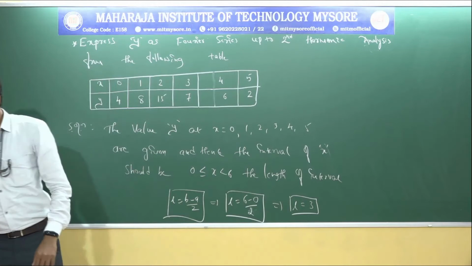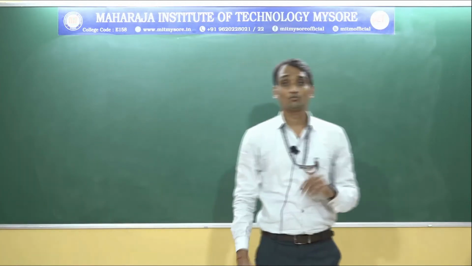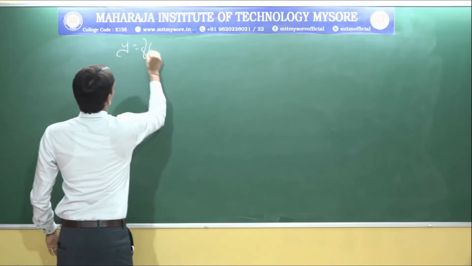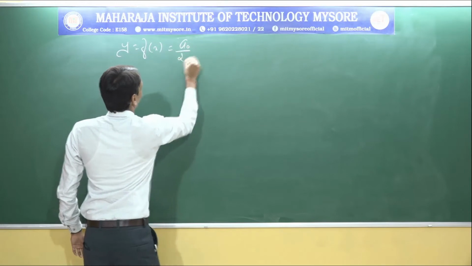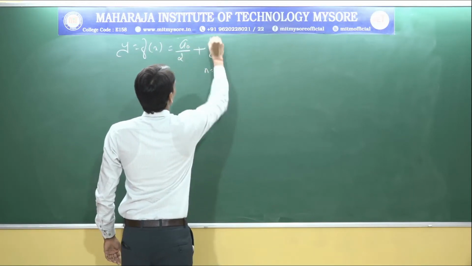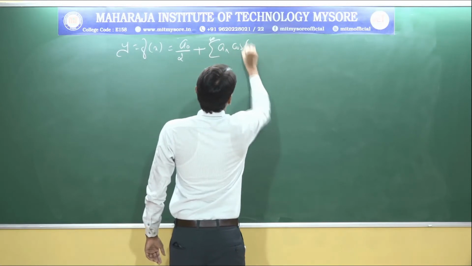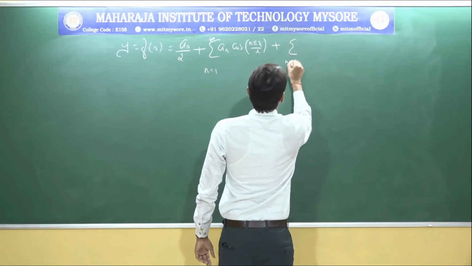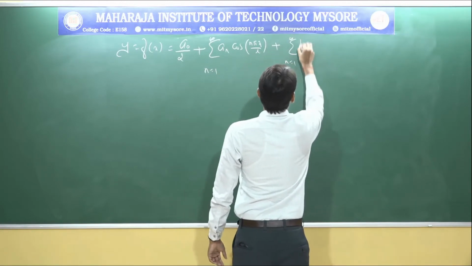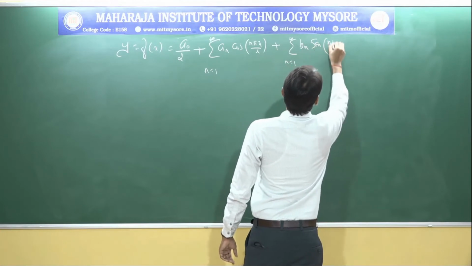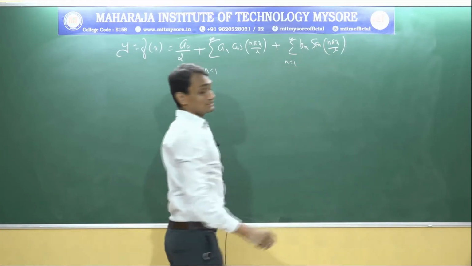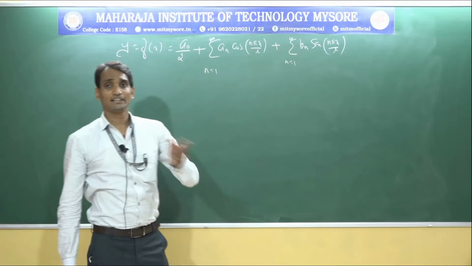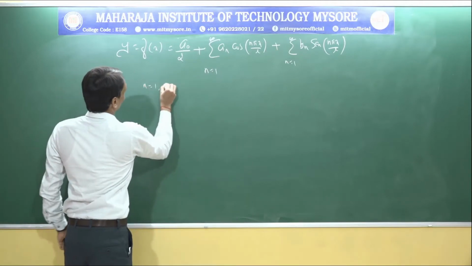Now the next thing is writing the formula. I will write the general formula for the Fourier series in terms of practical harmonic analysis. That is y equal to f of x equal to a naught by 2 plus summation from n equal to 1 to infinity a n into cos n pi x by L plus summation from n equal to 1 to infinity b n into sin n pi x by L. This is the general formula. But the given question is second harmonic analysis, so substituting n equal to 1 and n equal to 2.